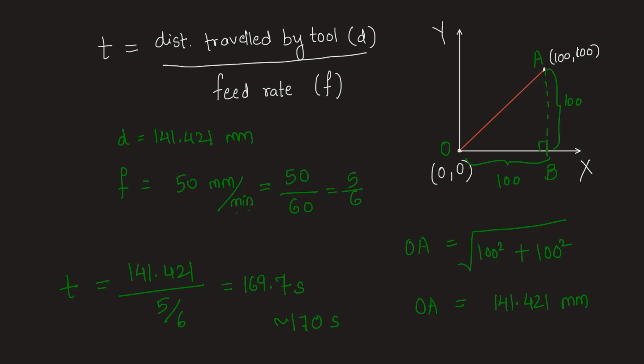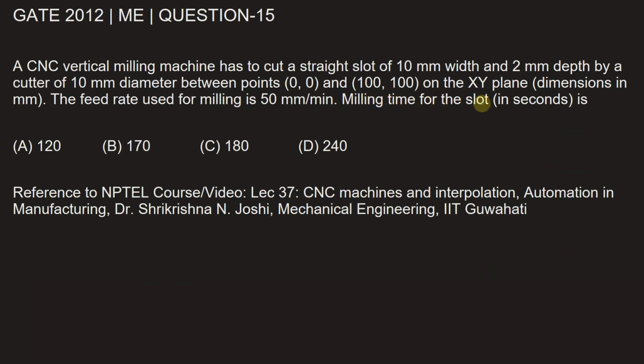Let's go back and mark the correct option. The milling time or the travel time for the tool from (0, 0) to (100, 100) in order to make the cut is nothing but 170 seconds, option B.